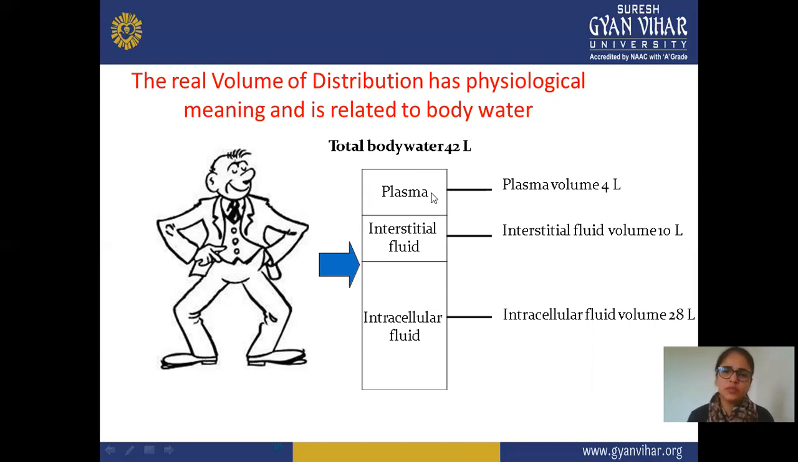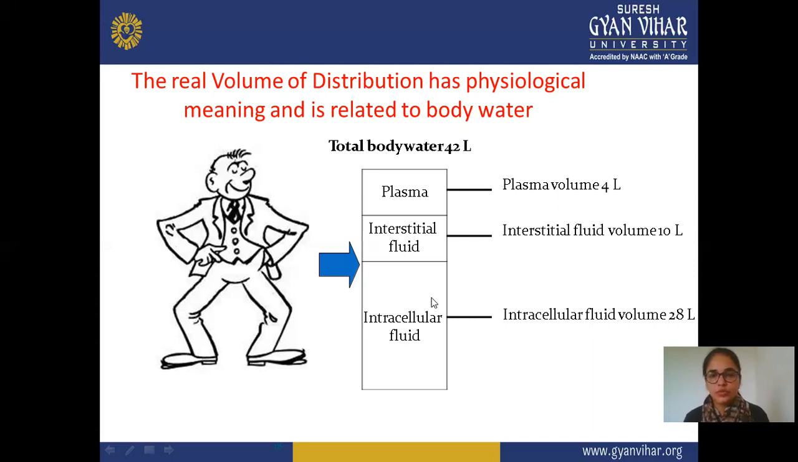First is plasma. The plasma consists of only 4 liters of water out of 42 liters. Next is interstitial fluid, which is almost 10 liters. So including plasma and interstitial fluid, only 14 liters of water is present out of 42, and the remaining 28 liters is present in intracellular fluid. The largest volume of water is present in the intracellular fluid.